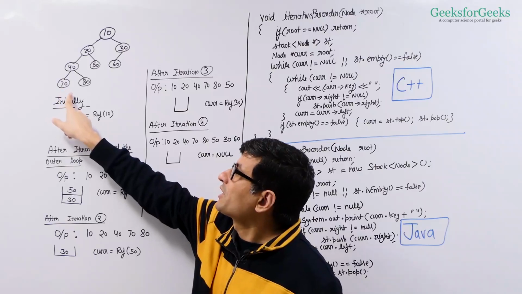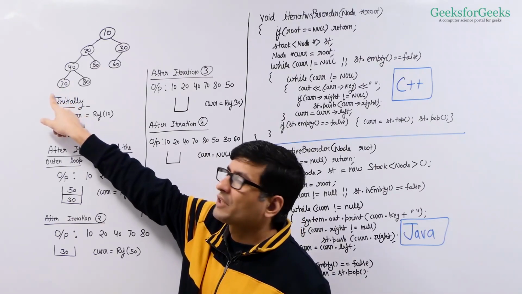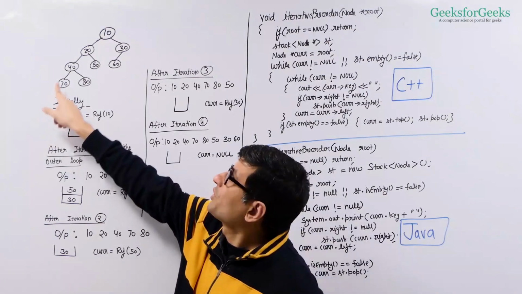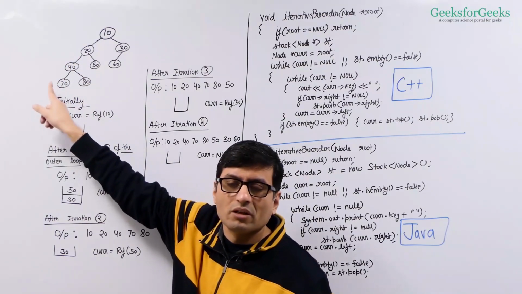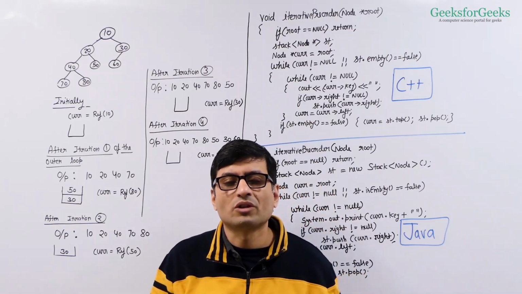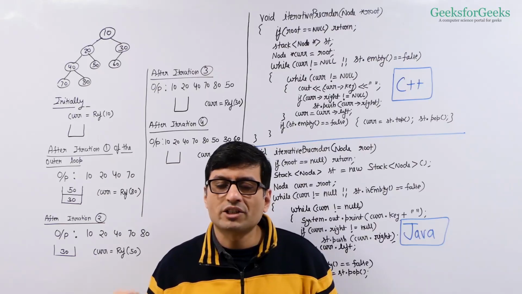Now we do not have any right child for 70, so we are not going to push anything. And when we go to the left child of it, our current becomes null, right? The current node, which was initially 10, then 20, then 40, then 70, now it becomes null. When it becomes null, it means we have gone to the leftmost for the current node. Now we need to process the right children.